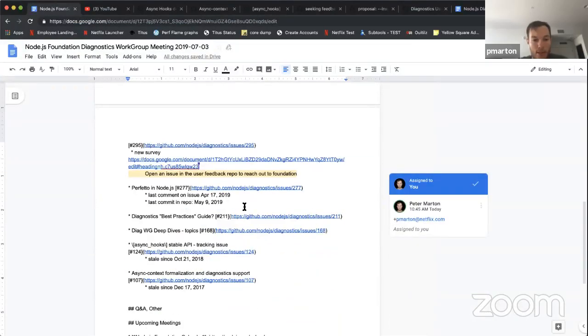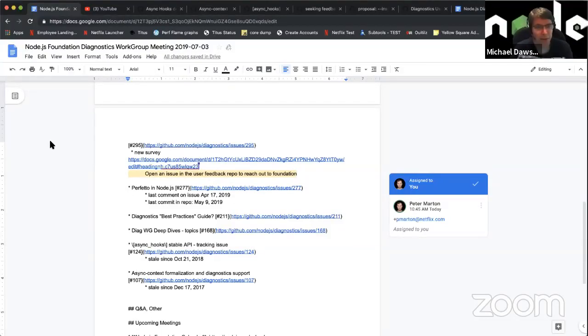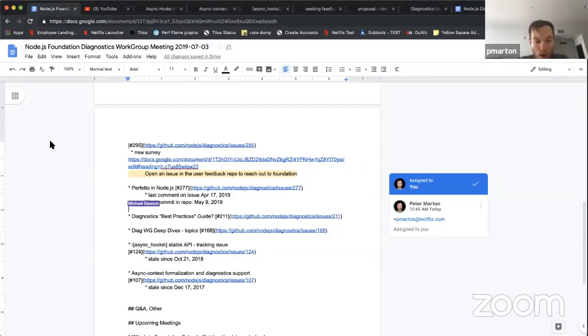Okay, I assigned it to me. Okay, sounds good. Next item is Perfecto in Node.js. This is also a little bit stale in the last 1-2 months. I'm not sure if we have an update on it.